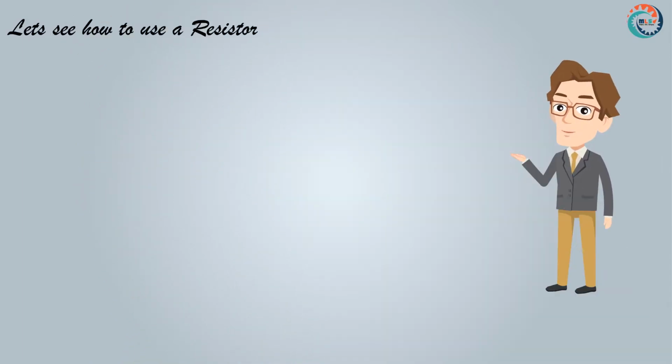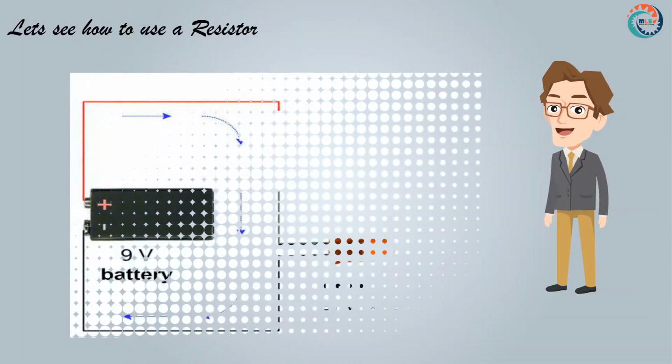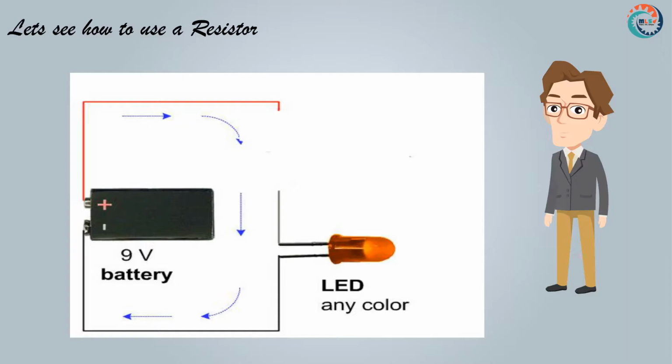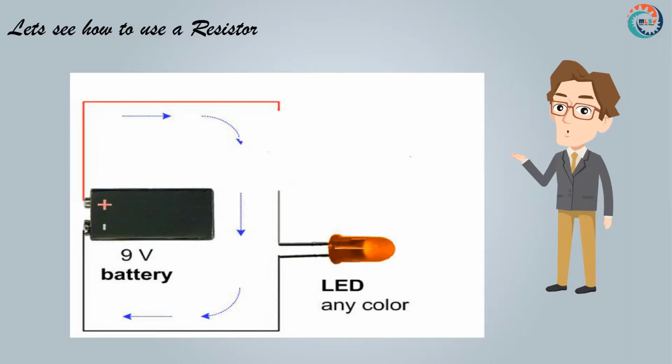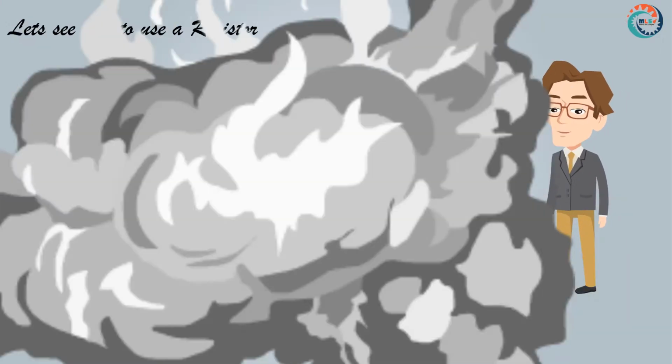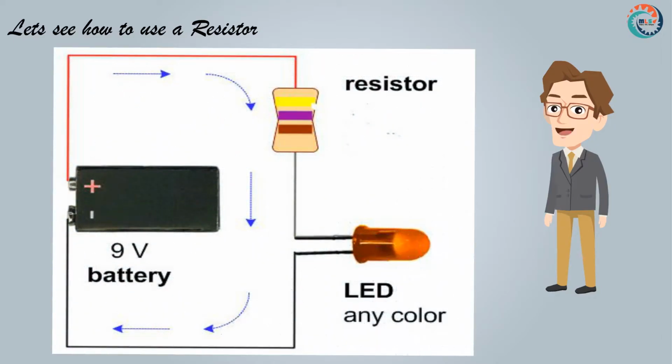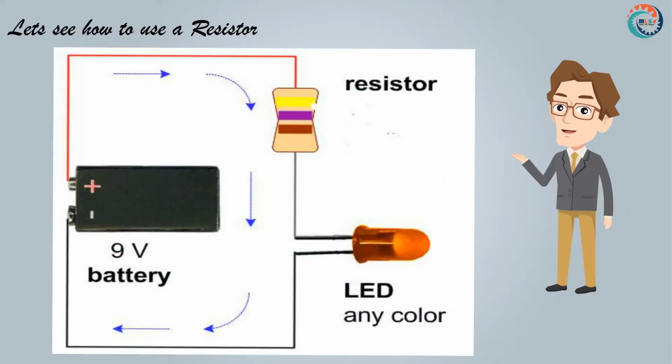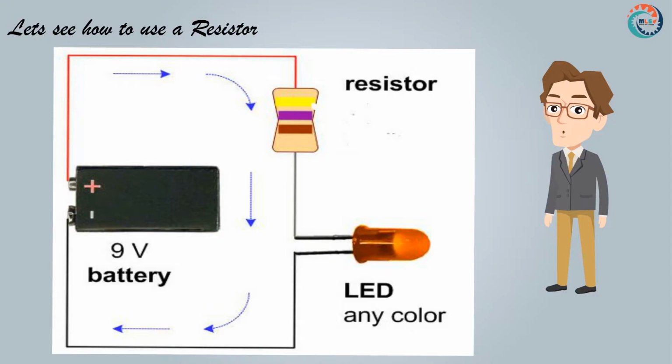Now let us see how to use a resistor. You can't connect a LED directly to a 9 volts battery. If connected, the LED would be short-circuited. Now if a resistor is connected, the voltage would be compressed and the LED would not short-circuit.